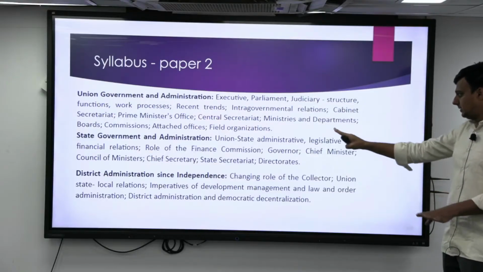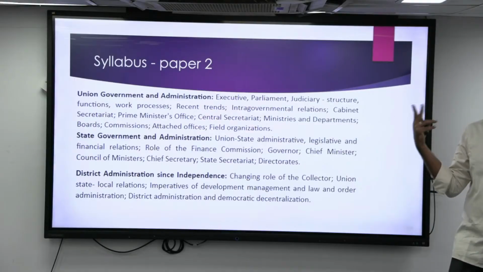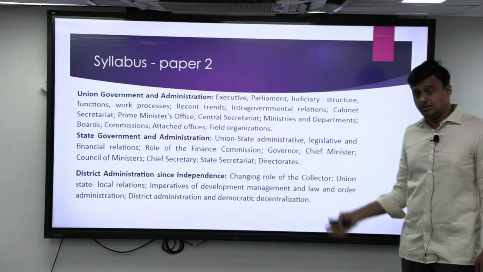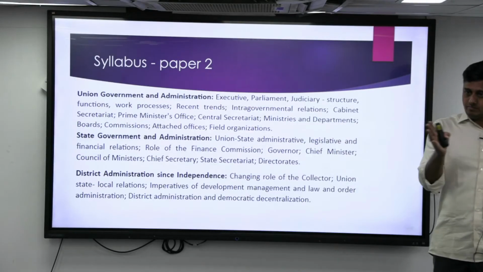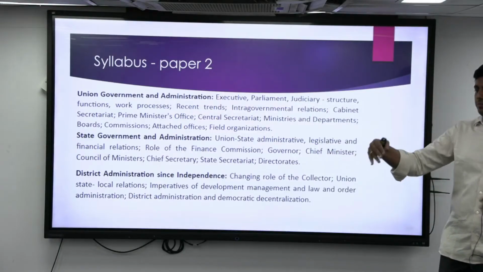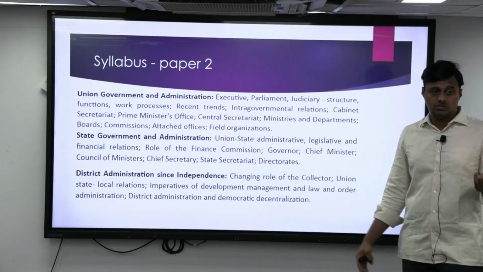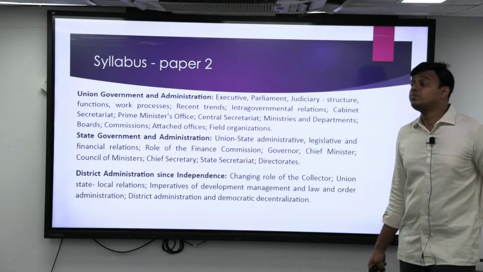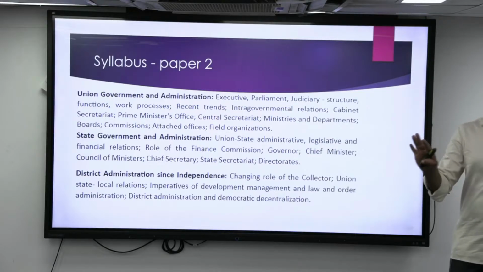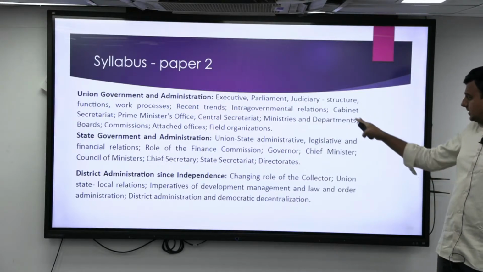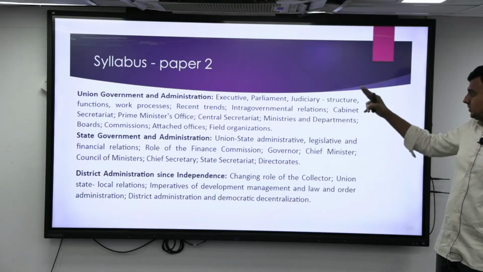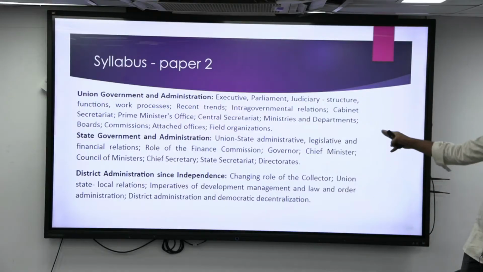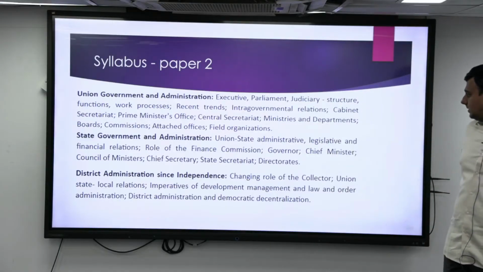All of that is part of it, and finance commission, that I think you will be recalling, article 280, the very famous finance commission. We are implementing the 15th finance commission report, and the 16th finance commission they have already established, headed by Arvind Panagariya. All of that is your center-state relations, or in other words union government, state government, including your governor, chief minister, council of ministers, chief secretary.